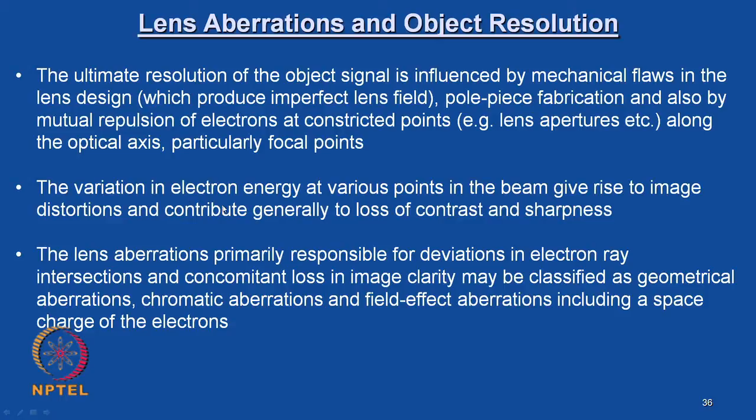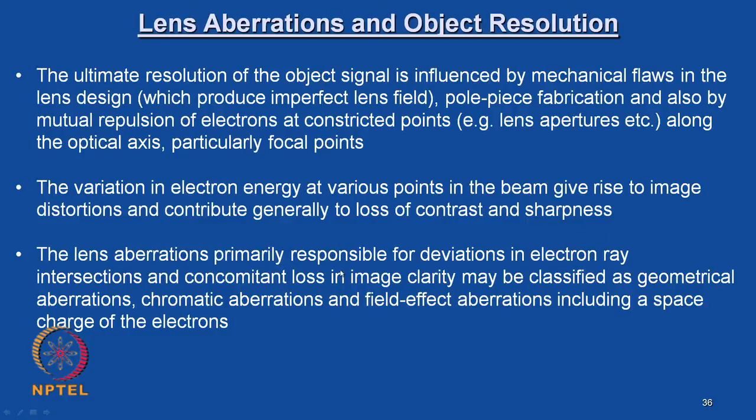The variation in the electron energy at various points in the beam gives rise to image distortion and contributes generally to loss of contrast and sharpness. So, this is the fundamental point which you have to keep in mind. Whatever happens in the electromagnetic lens system, it is the variation in the electron energy at various points in a beam that gives rise to image distortion and causes the loss of contrast and sharpness.